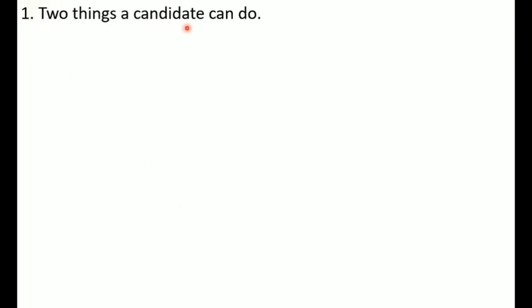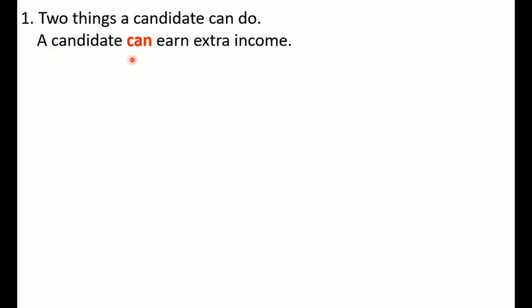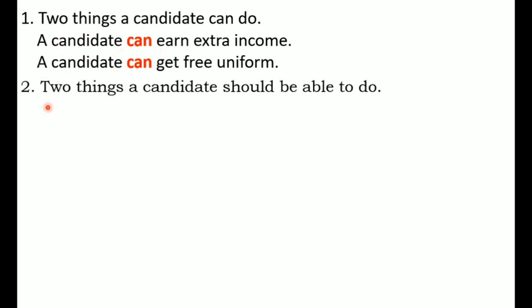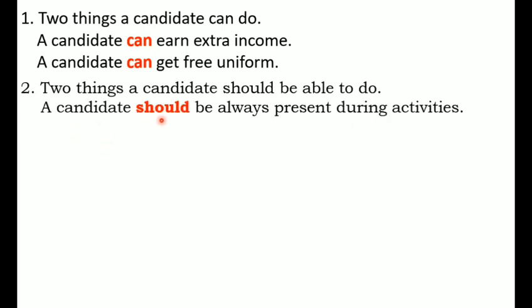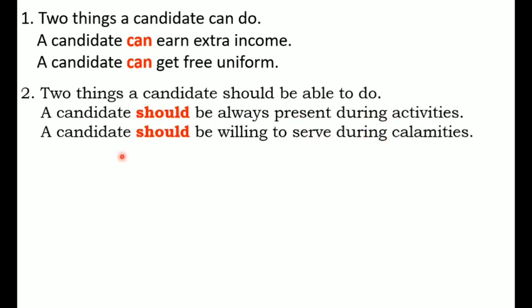Number 1, 2 things a candidate can do. Okay, a candidate can earn extra income. A candidate can get free uniform. By the way, wala ito sa inyong kit corrections. You should take time to copy the answers here. These answers are only suggestions. Number 2, 2 things a candidate should be able to do. A candidate should be always present during activities. A candidate should be willing to observe or to serve during calamities.